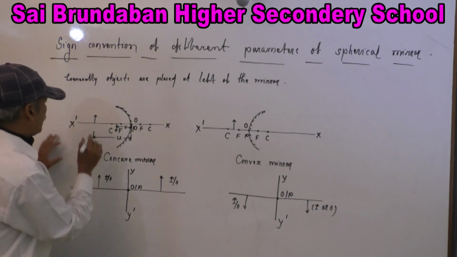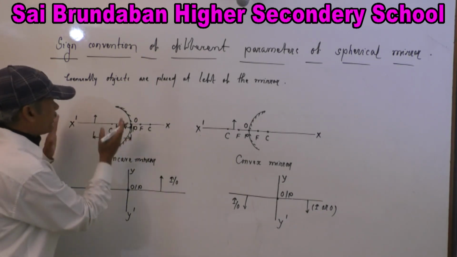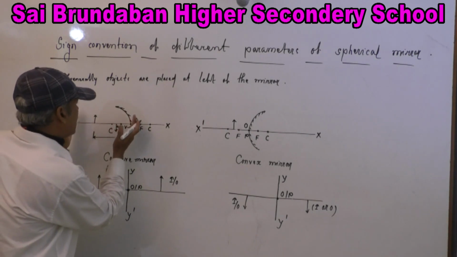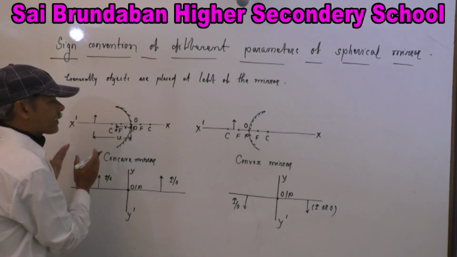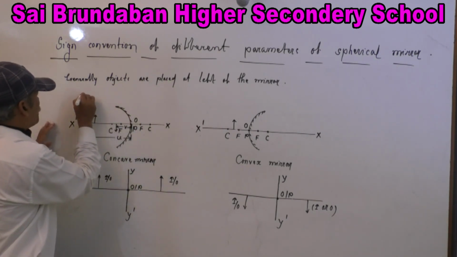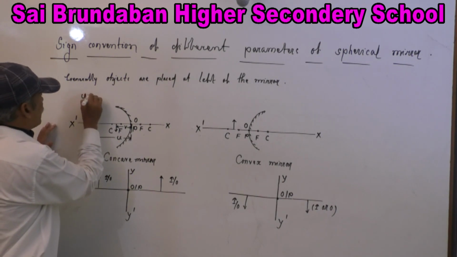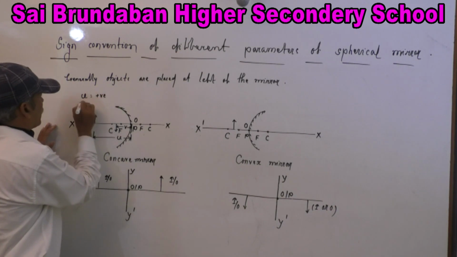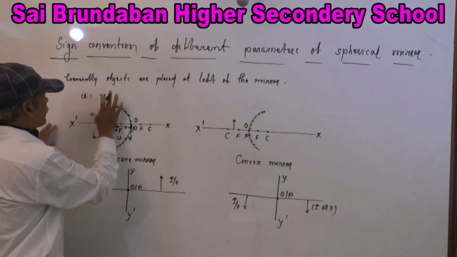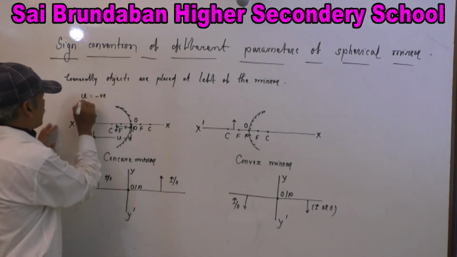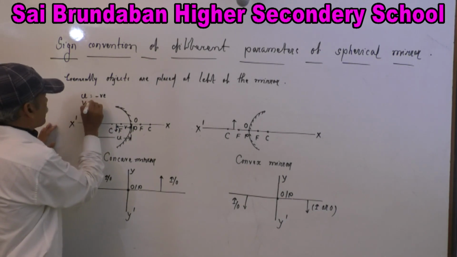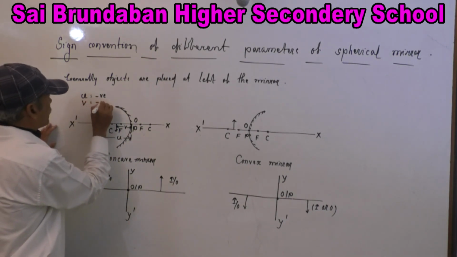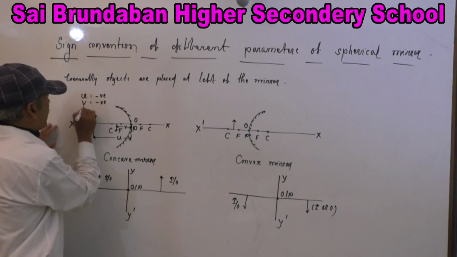So now I am writing, at the left of the mirror: u negative, v negative, f negative.